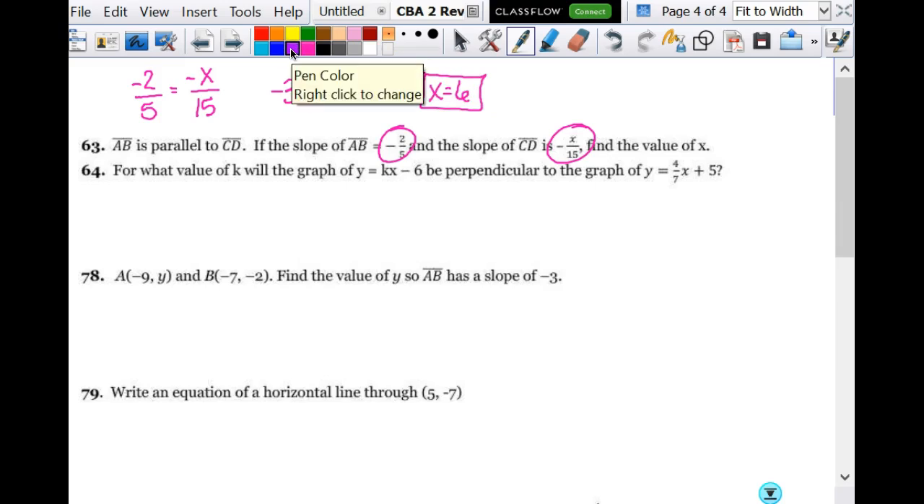Okay, for what value of k will the graph of y equals kx minus 6 be perpendicular to the graph of y equals 4/7 x plus 5? All right, so I'm looking for k. These are both in y equals mx plus b. That's good because I can look at their slopes here. Since this says perpendicular, I do not want the slopes to be equal. They should be negative reciprocals. So I do not want k to equal 4/7. I want k to equal negative 7 over 4. So then I can just solve for k. There you go. I've solved for k. I'm done.